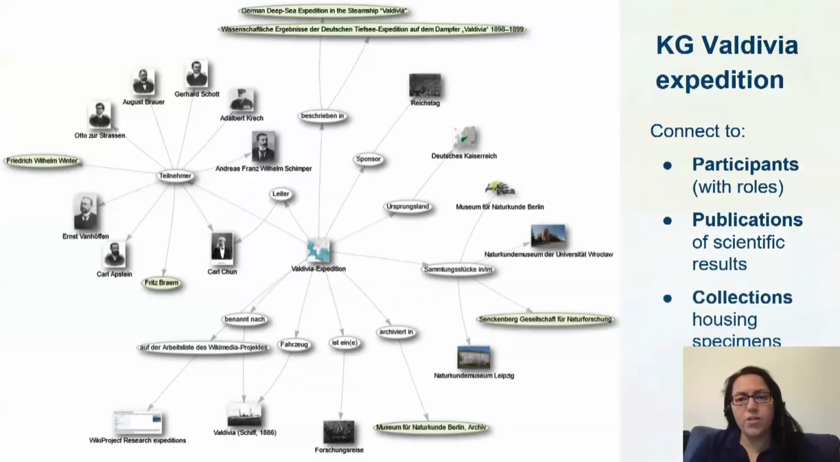All this linked open data can then be queried, can be reused, or used to visualize a topic in a knowledge graph. This preliminary knowledge graph was created using Scholia, and Scholia reuses data from Wikidata. Shown are links to other relevant entities such as participants of the expedition, publications of scientific results, and the collections where specimens are held.